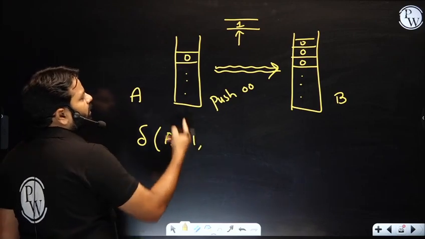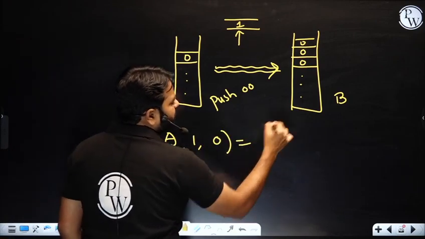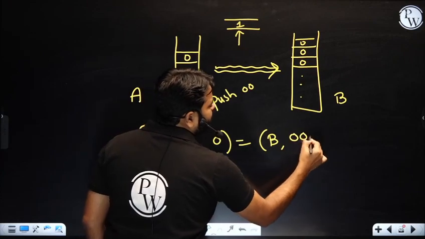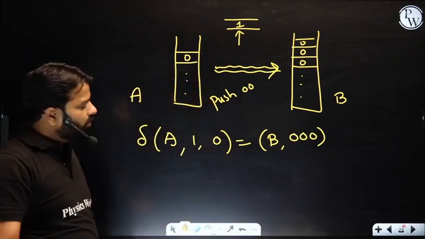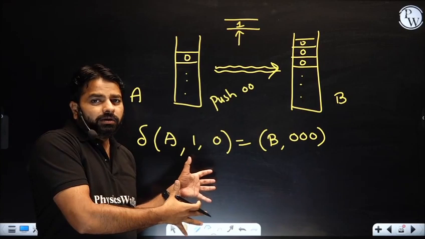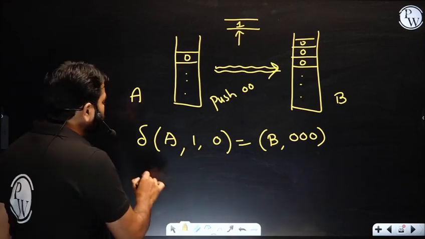You're reading 1 and looking at 0, you go to the next state B and you push 3 zeros. That's properly pushed double 0. But there's no need to do it like this. You can also do it one more way.